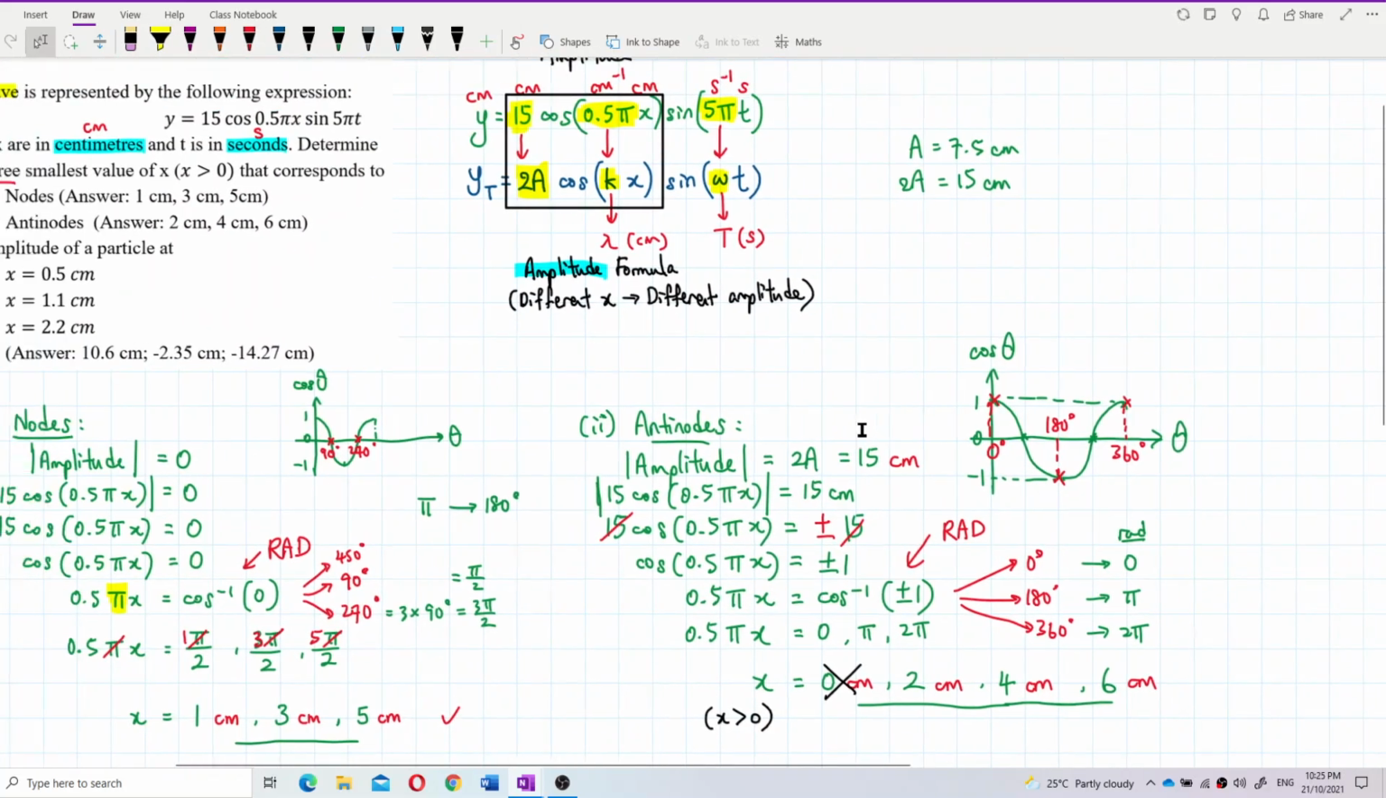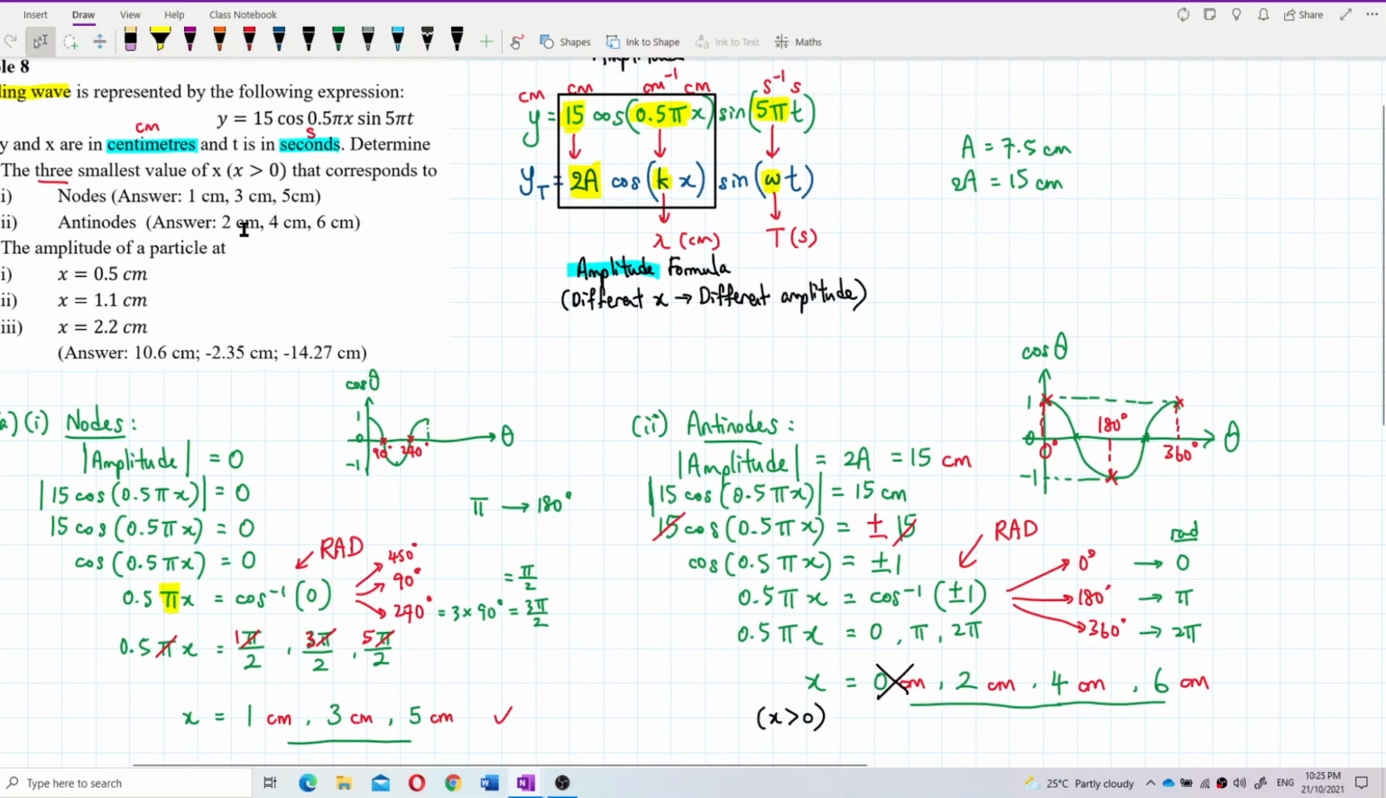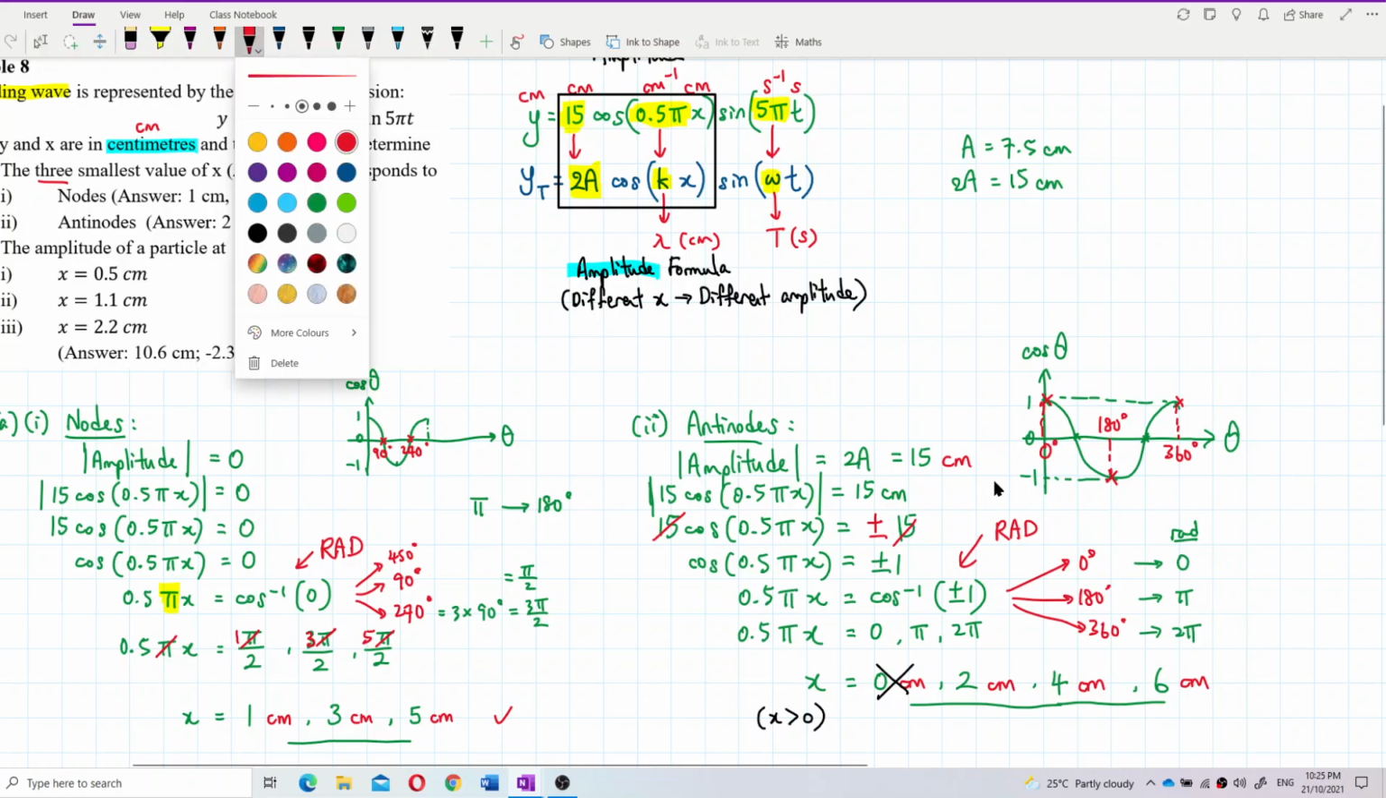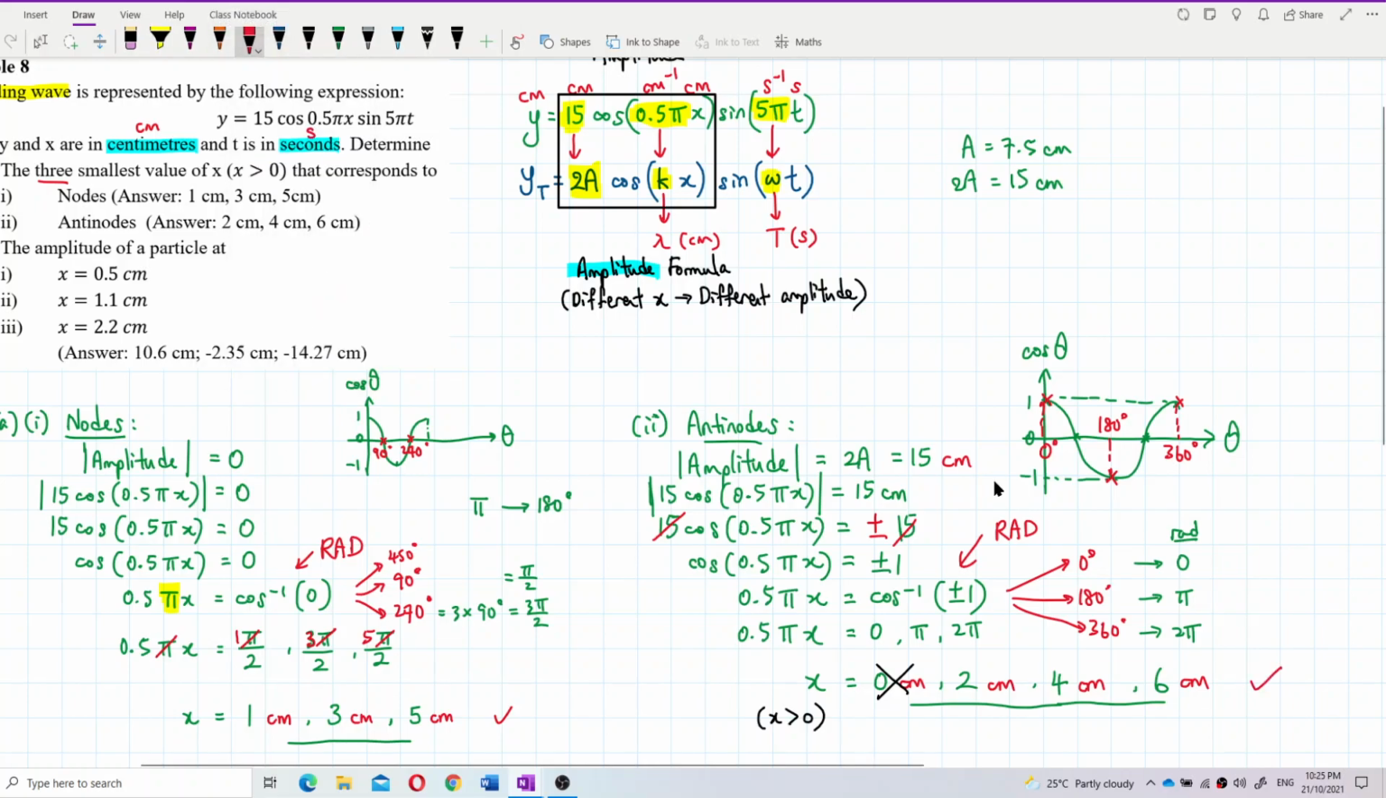So is the answer correct? Yes. For antinodes, it occurs at this position: 246 cm. 246 centimeter.